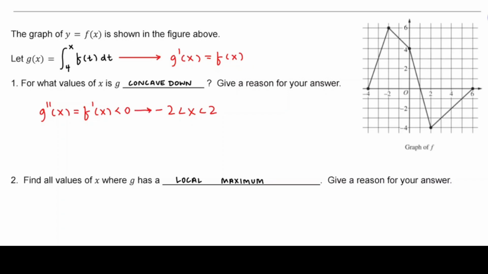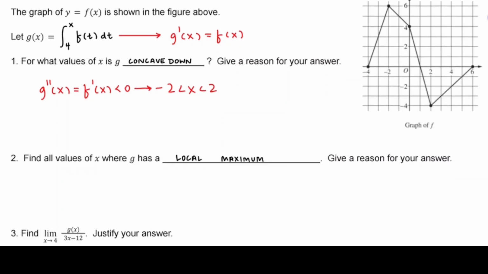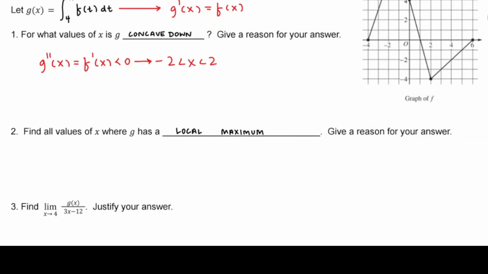Okay. And then find all values of x where g has a local maximum. Well, g would have a local maximum where its derivative, which we know is f, goes from positive to negative, and that would be at x equals 1. And you can see that in the graph.